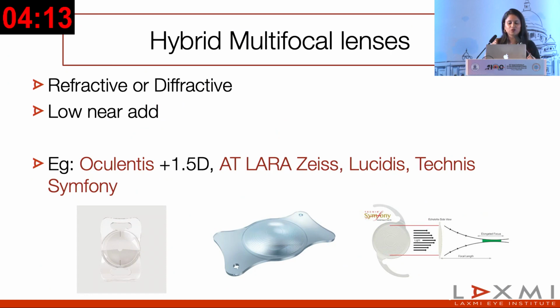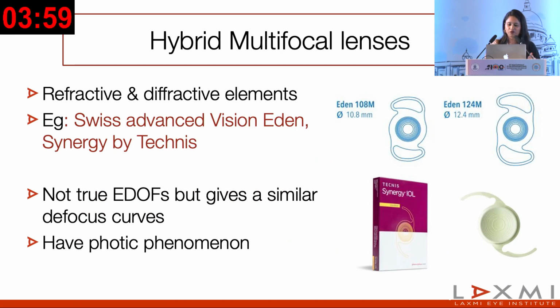These are lenses which have either refractive or diffractive rings, and in fact they are multifocals with just a low near add. So they give very similar defocus curves to an EDOF lens, but they will have photic phenomena like glare and halos, as you'd expect in a multifocal. These are the lenses which have both refractive and diffractive elements to enhance the depth of focus.